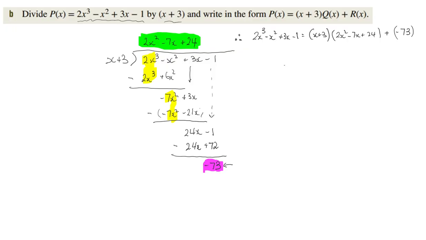I could have just as easily, it means the same thing, written 2x cubed minus x squared plus 3x minus 1 divided by x plus 3, right? That divided by x plus 3, well, that's equal to that thing in green, 2x squared minus 7x plus 24, right? That plus negative 73. Right? That's what's left over. And then I've got the plus minus negative 73. So this is what we call the Q(x), the quotient, and then this is the remainder.